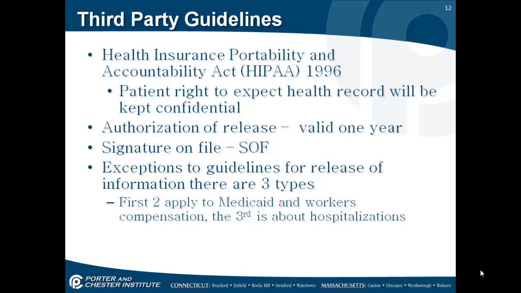We have a signature on file, SOF. This is something that's very important. You want to make sure that your authorization for release is valid every year so that you can put SOF on your claim forms, so you don't have to have a patient sign a claim form every time they come in. Exceptions to guidelines for release of information: there are 3 types. The first 2 apply to Medicaid and workers' compensation. The third applies to hospitalizations.